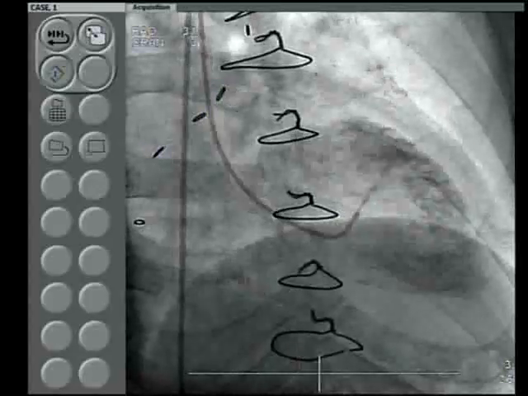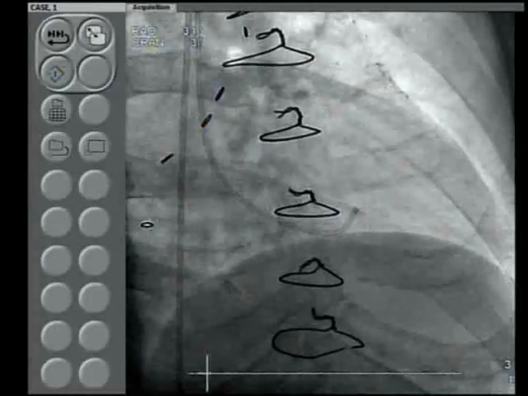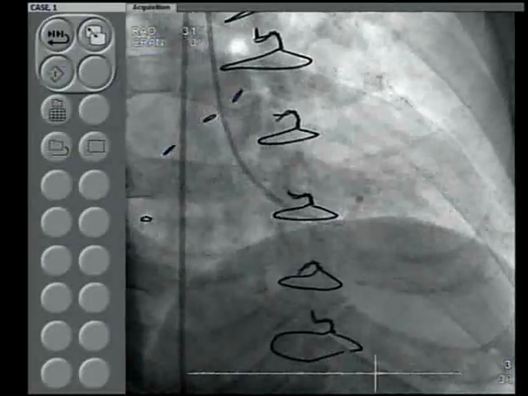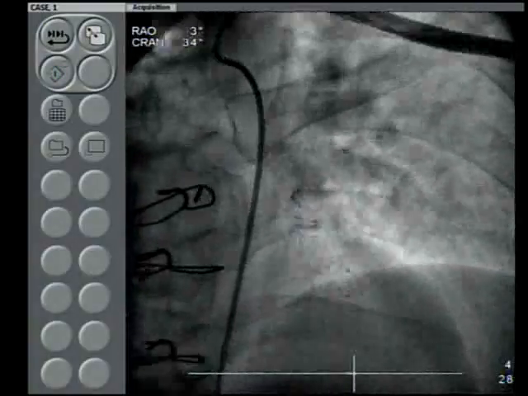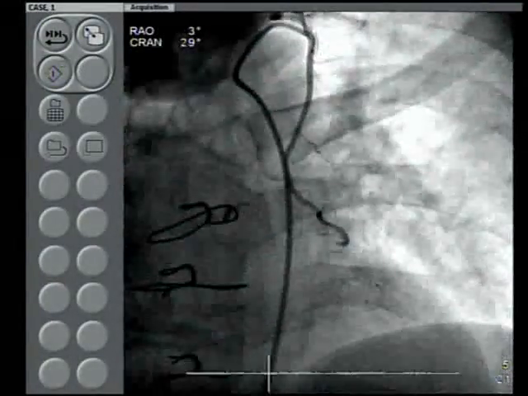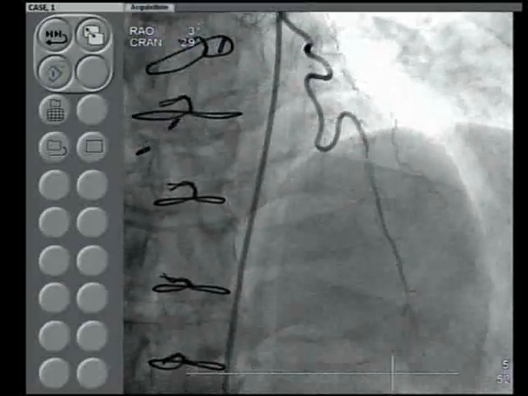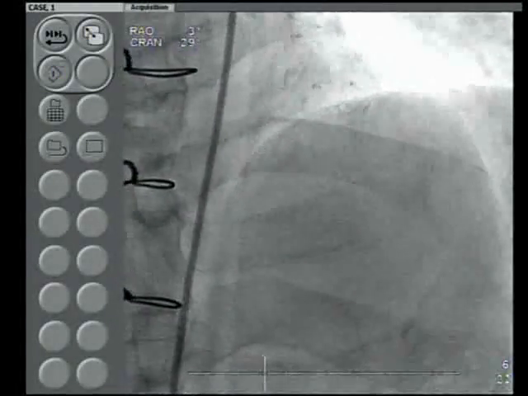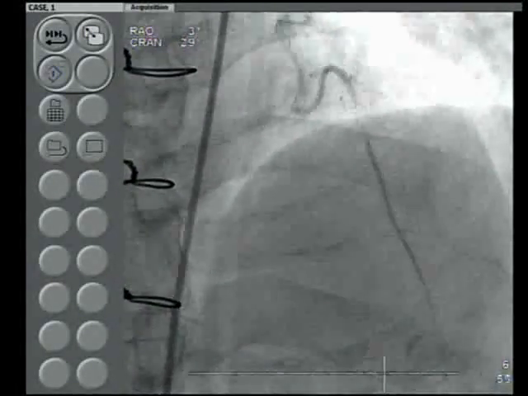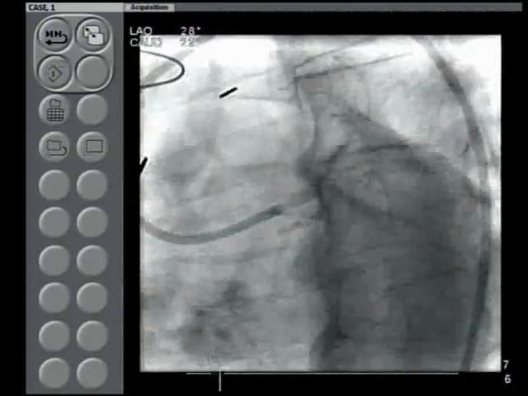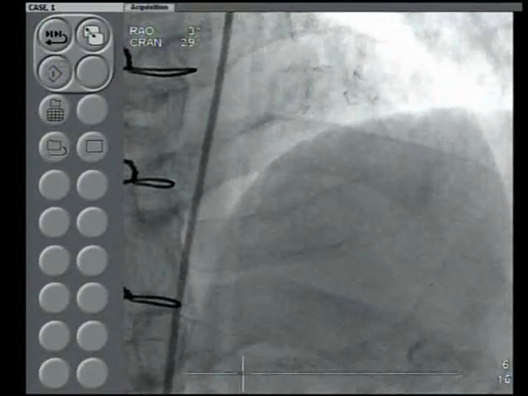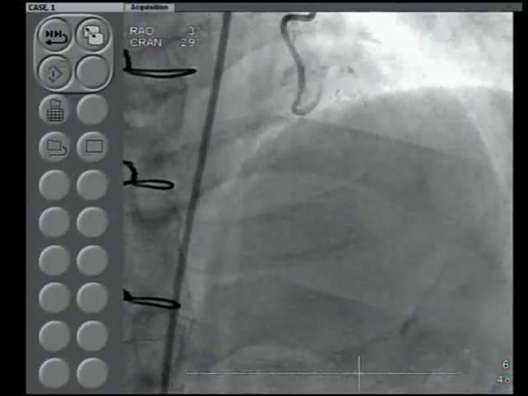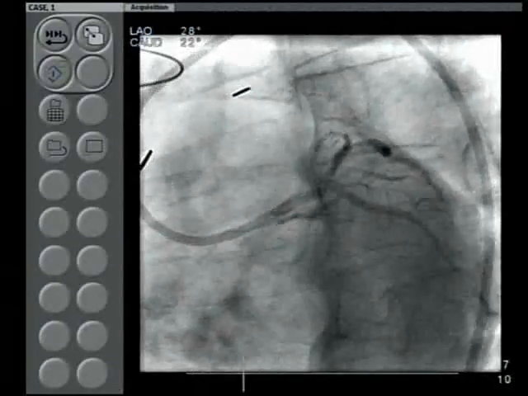Now, LV function has always been preserved, maybe a very little anterolateral, minimal hypokinesis, but otherwise good. And this is the LIMA, which is fine, which is what happens most of the time with bypass surgeries, that the LIMA remains patent. And this is the LIMA. Actually, if you see, it goes back and fills part of the mid-LAD, which has a very significant lesion. This is the issue here.